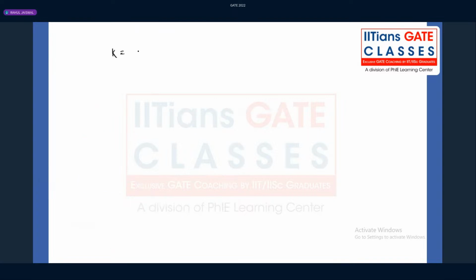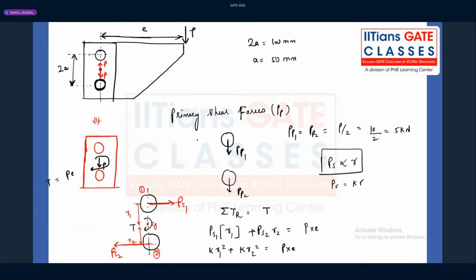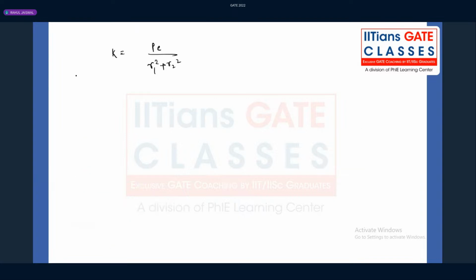So from here, what is the K value, guys? K equals P into E divided by R1 square plus R2 square. You can see from the figure what R1 and R2 are. It's very simple, guys. From here to here, what is the value? It's 50 mm. R1 is equal to R2, which is nothing but 50 mm. It's 50 mm, guys, right?